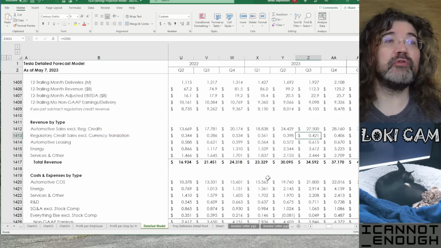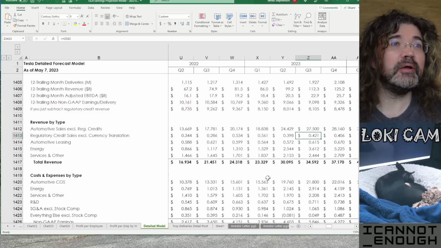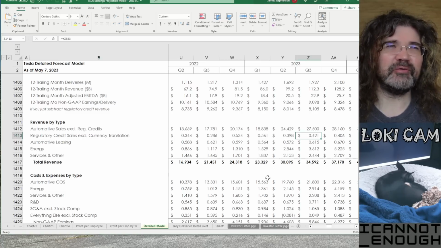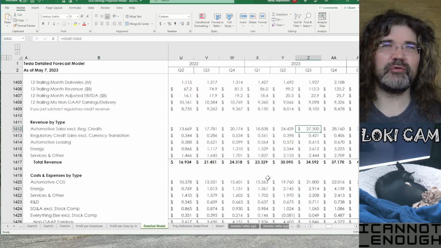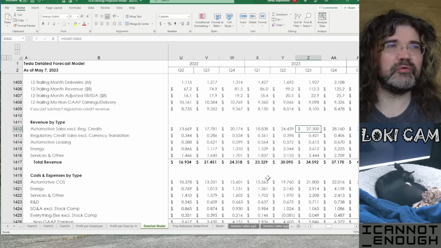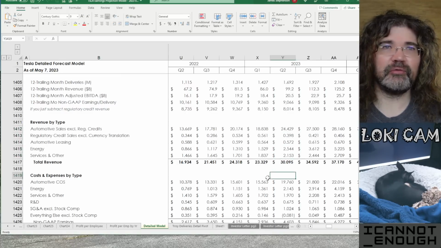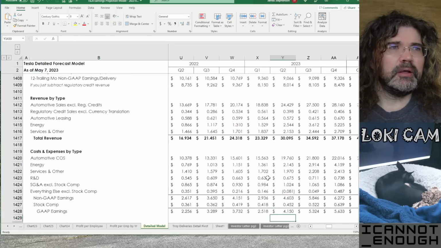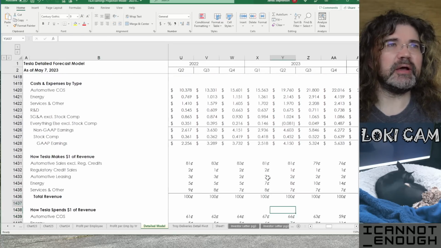Just a breakdown that includes the regulatory credits. So in the top section, you can see the income breakdown by type. But it's not giving you the regulatory credit sales excluding currency translation impact and the automotive sales excluding regulatory credits. In case you want these numbers, here they are, excluding currency translation impacts separately. Then we've got the costs and the expenses by type.